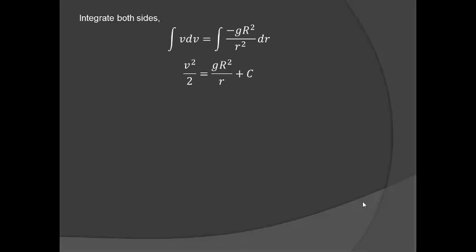Integrating both sides, we get v squared all over 2 is equal to g radius of the earth squared all over r plus c. Multiplying both sides by 2, we get v squared is equal to 2g radius of the earth squared all over r plus c.